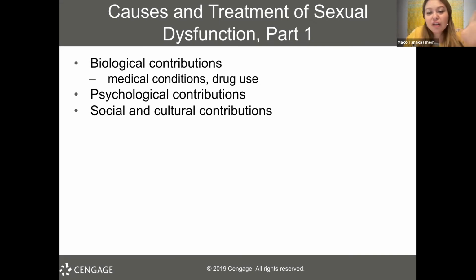So looking at all of these different factors, biological, psychological, social, it's very unlikely that a sexual dysfunction is caused by just one physical thing or one social thing. It's likely that there's an interaction of all these psychological and physical factors that lead to a specific sexual dysfunction.